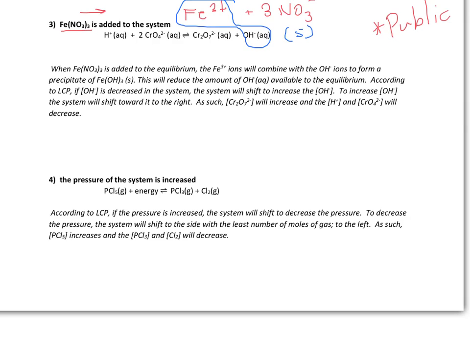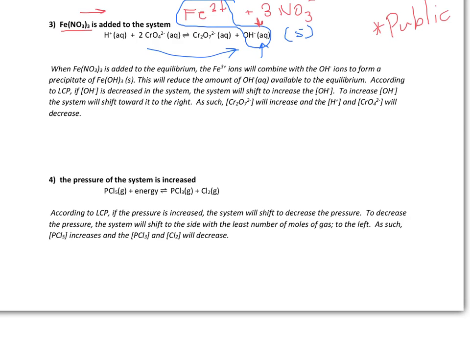So we start off our answer with, when iron nitrate is added to the equilibrium, the iron ions will combine with the hydroxide ions to form a precipitate of iron hydroxide, solid. Therefore, this reduces the amount of hydroxide, aqueous, that's available to the equilibrium. So more or less, this is a very long-winded way for us to say the concentration of hydroxide has been decreased. Since the concentration of hydroxide has been decreased, the equilibrium will want to shift to increase the concentration of the hydroxide. And in order to do that, it must shift to the right, or towards the products.